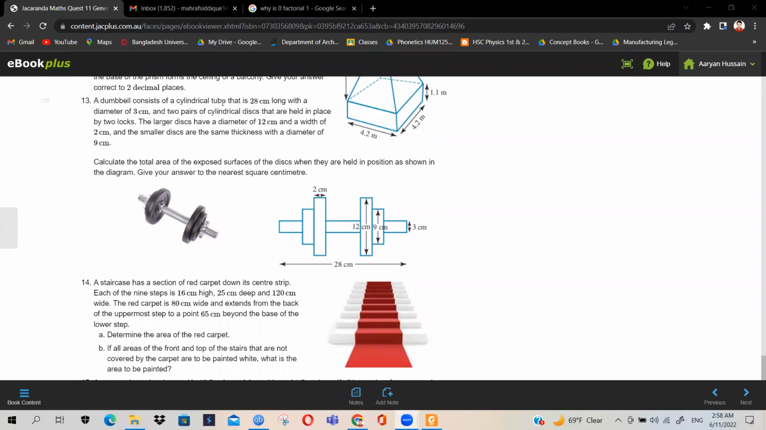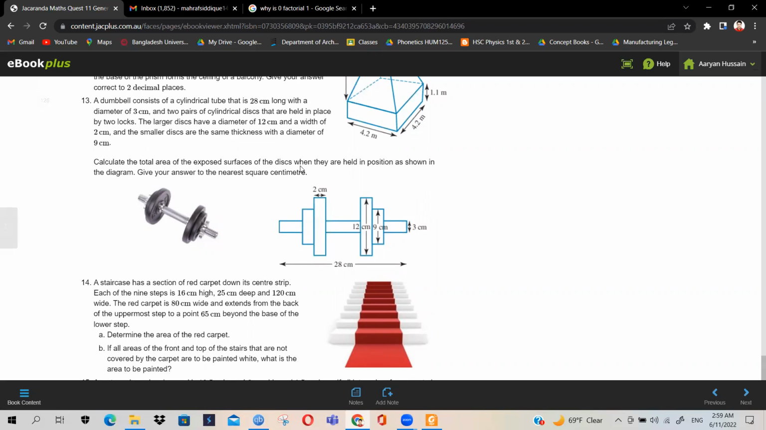A dumbbell consists of a cylindrical tube that is 28 centimeters long with a diameter of 3 centimeters and two pairs of cylindrical discs that are held in place by two locks. The larger discs have a diameter of 12 centimeters and a width of 2 centimeters, and the smaller discs are the same thickness with a diameter of 9 centimeters. Calculate the total area of exposed surfaces of the discs when they are held in position as shown in the diagram.